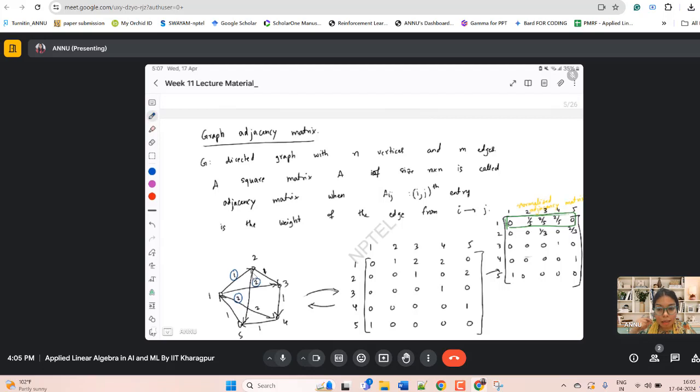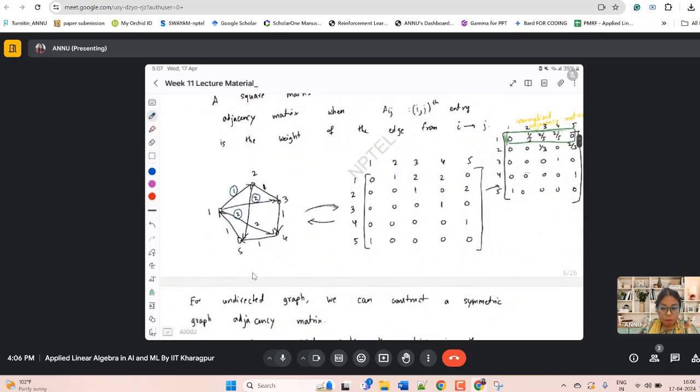Yeah, so the graph adjacency matrix. The graph adjacency matrix, for a graph with n vertices and m edges, is a square matrix A of size n cross n. In the adjacency matrix, the entry Aij is the weight of the edge from i to j. Okay, but you need to make sure that you normalize with respect to rows, not with respect to columns. Only then will the adjacency matrix work. Okay. So if you want to write it for this particular graph, how will you write it?